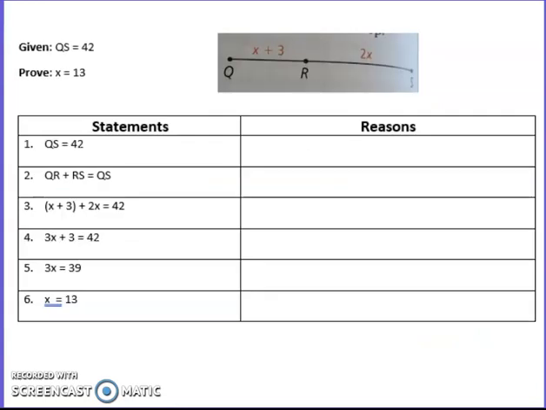If we look at our second problem, we have QS is given to us as 42, and there is an S in that picture. We want to prove X is equal to 13. Now, before I even look at the proof and start writing the proof, I want to look at the problem and know how to solve it. Well, if I know all of QS is equal to 42, using segment addition, I know the first part plus the second part equals 42. So now we're going to go through the proof to write that. You know to look at a problem and do that.